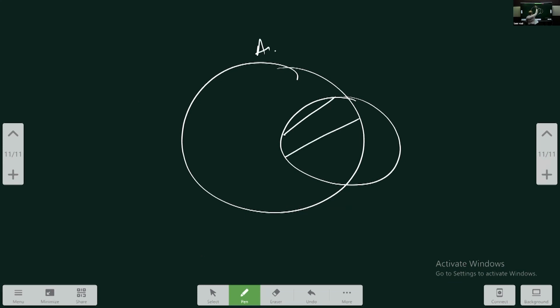This is Anthro to show its larger scope, socio for its limited scope, and this is social Anthro. That's how you can compare.